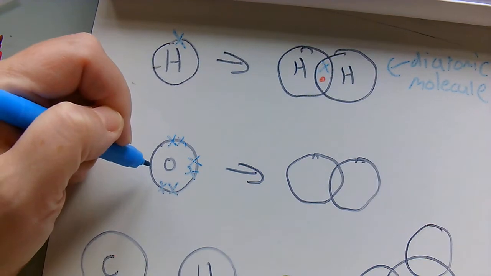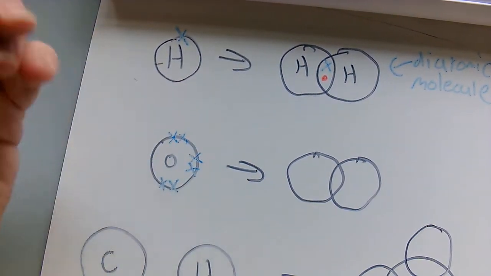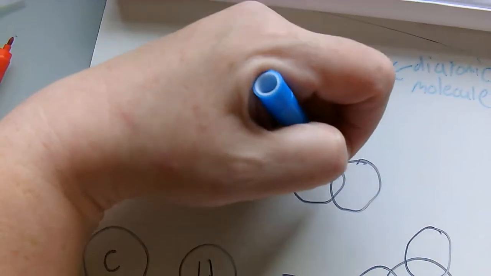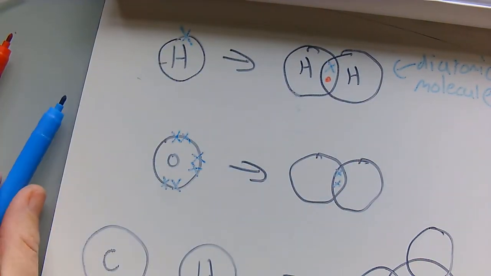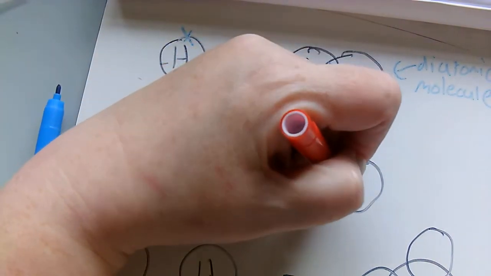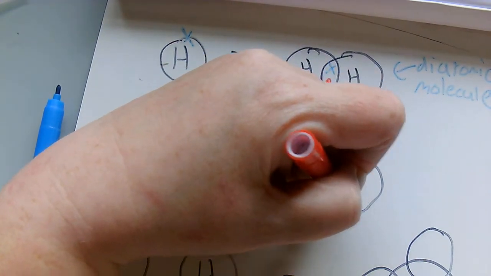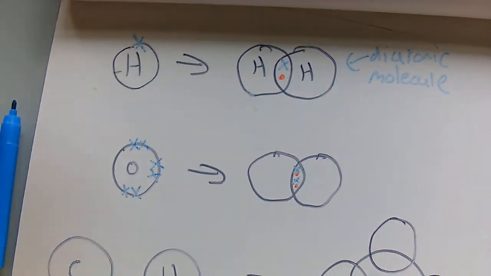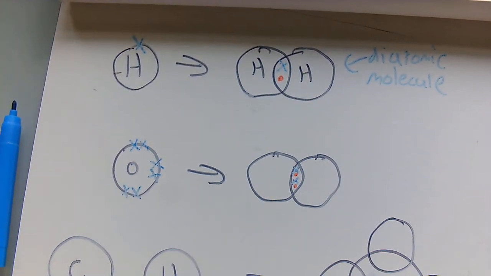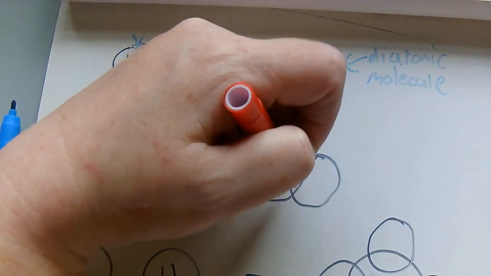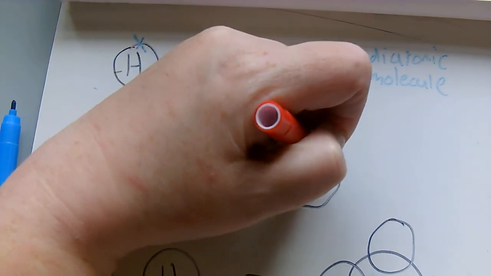Now this means that if they were to share 1, they'd only have 7. So each oxygen is going to share 2 electrons. So I'm going to put that in, and I'm going to do the other 2 there. So we've got our sharing, and we can see both oxygens have now got 4. Remembering that our magic number is 8, I want to add in some extra ones.